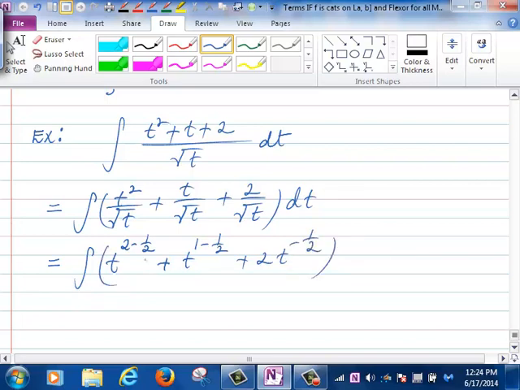No, I'm not taking the derivative. I'm writing t squared divided by root of t. That's the same as t squared divided by t to the half, right? So you subtract the exponents, and you get this.